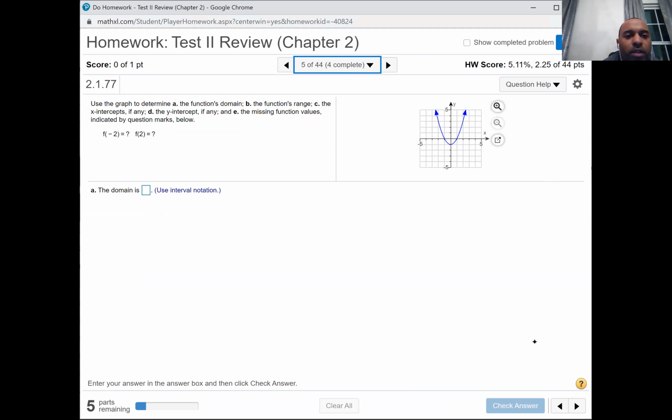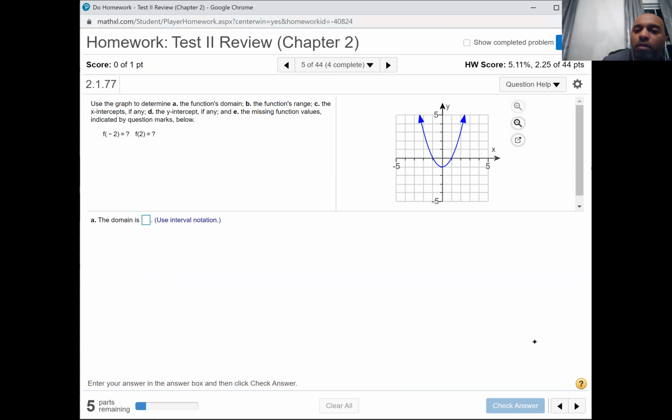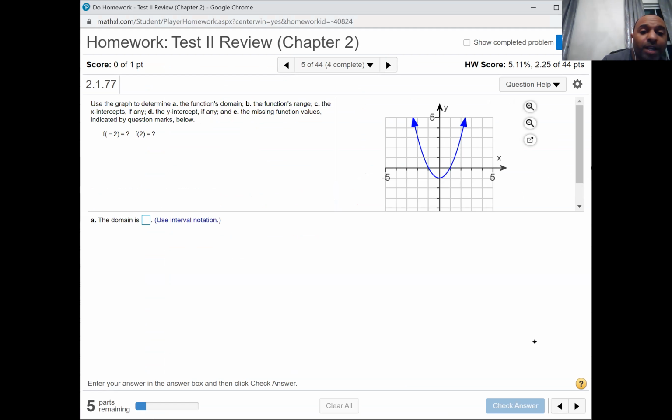Missing values indicated. Okay, so f of -2. So basically when x is -2, what is y? And so that's what we're doing here. So I'll go to the left 2, and so I'm looking at 1, 2, 3. So that should be 3 for f of -2.